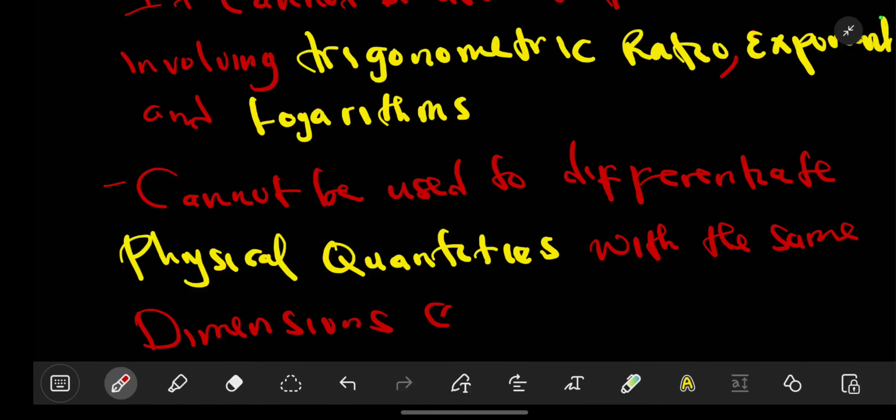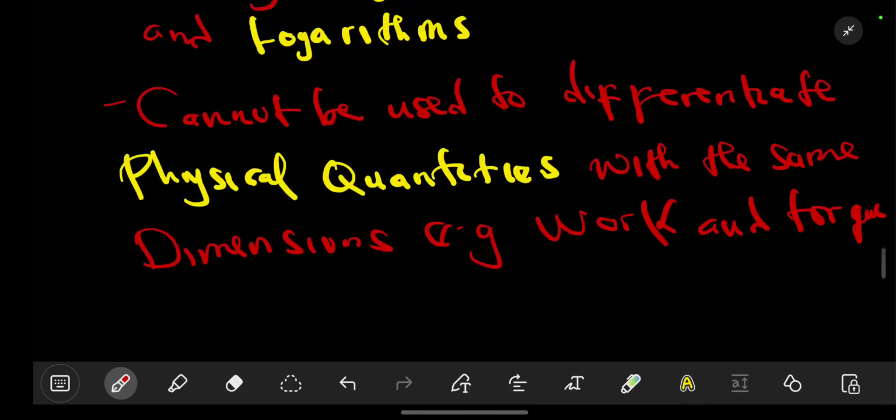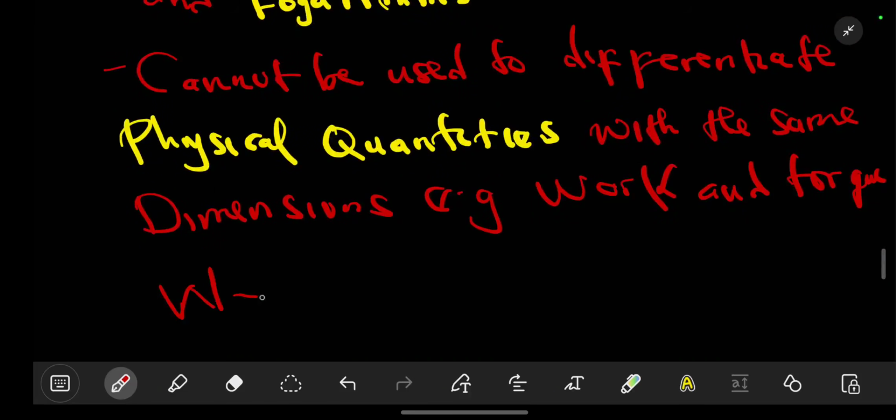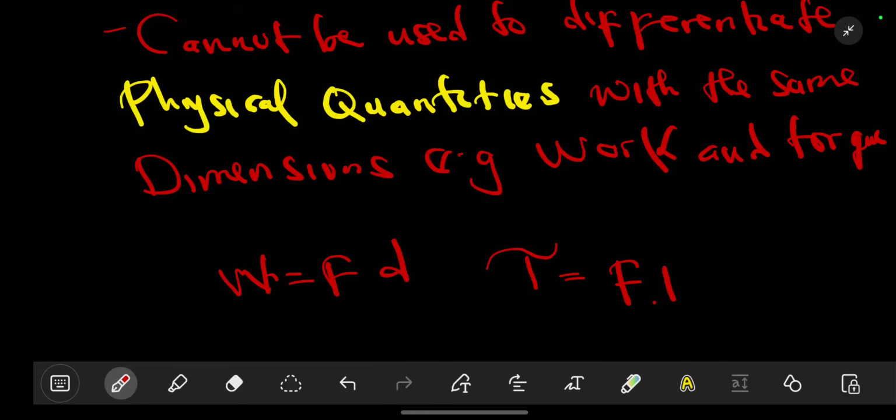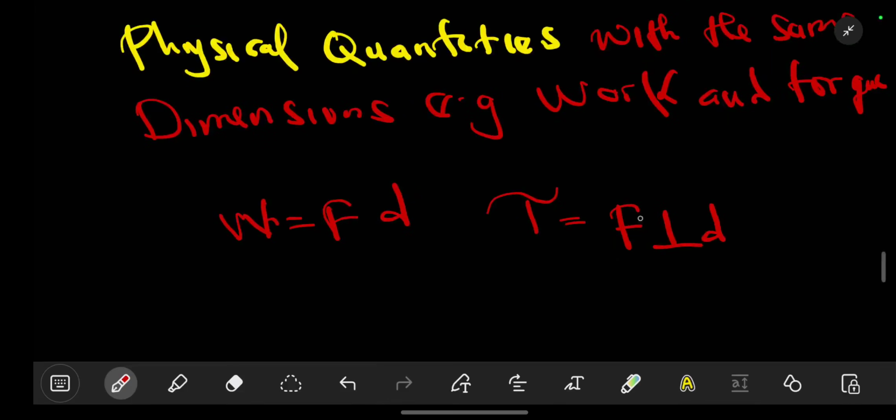dimensions. For example, if we are looking at work and torque, both of these, though different, have the same dimensions. If you look at work, this is just an explanation, work is the product of the force and the distance moved in the direction of the force. Torque, on the other hand, is the product of the force and the perpendicular distance. But all these, this is force, this is a distance.